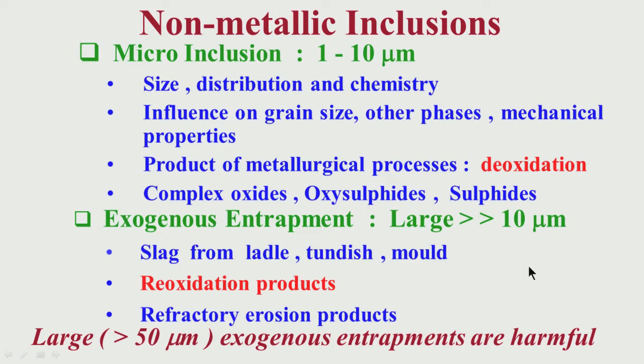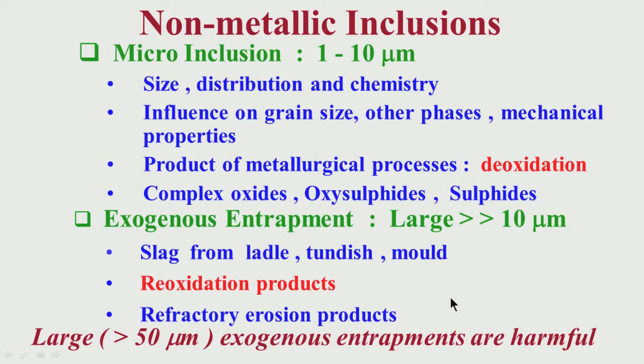Basically, where are they getting generated from? They are getting generated from slag entrapment. Slag may be from the ladle, from the tundish, from the mold. There can be reoxidation products, which are also exogenous entrapment. How are reoxidation products getting generated? When liquid steel is exposed to air, there is reoxidation. So, these reoxidation products are also normally larger in size.